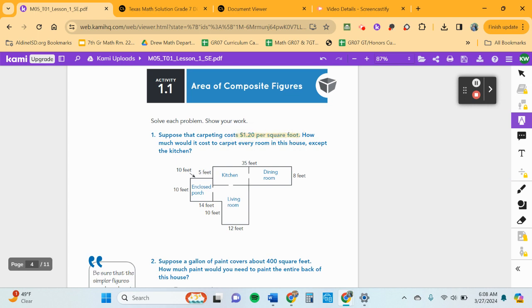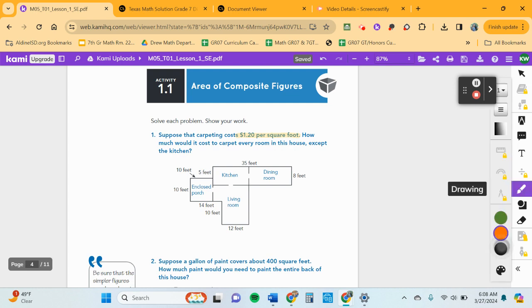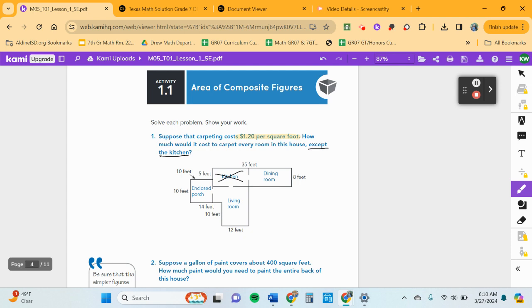I'm going to highlight that now. How much would it cost to carpet every room in the house except the kitchen? So, except the kitchen, I'm not looking at the area for the kitchen. So, I can go ahead and put an X through that. All right, so that means I am finding the area for the dining room, the enclosed porch, and the living room. So now we're applying our knowledge to a real world situation. I'm going to help us get started, and then I'm going to pause us so that you guys can continue working on this problem on your own.